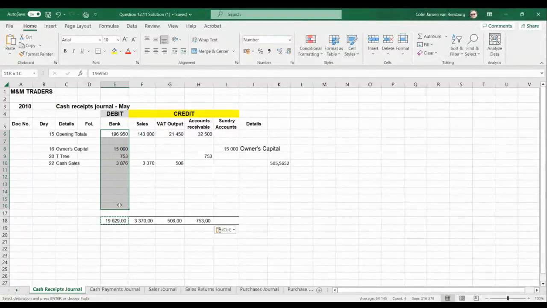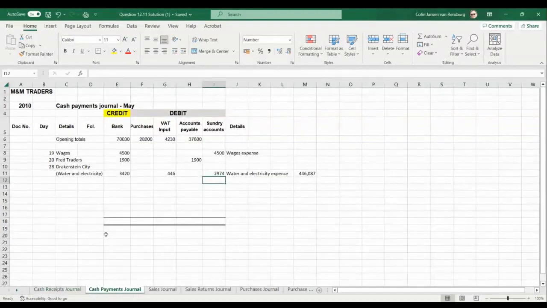So that 19,629 rands actually only represents those three figures. It doesn't represent the total column. We should still have added that 196,950. So the true total for that would actually be 19,629 plus 196,950. But like I said, just because the solution indicates them separately, we've kept them separately.